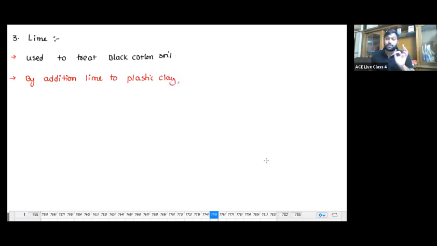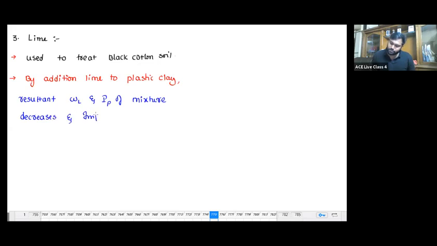So when you add lime to the plastic clay, the resultant liquid limit and plasticity index of the mixture decreases and improves the bearing capacity of the soil. See, generally for the black cotton soil, the bearing capacity is less.